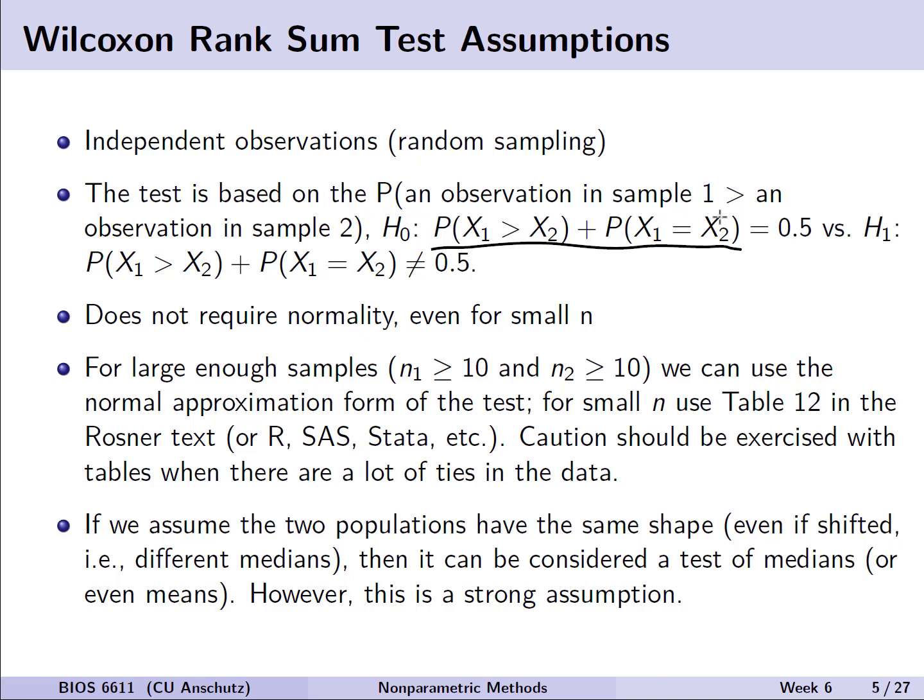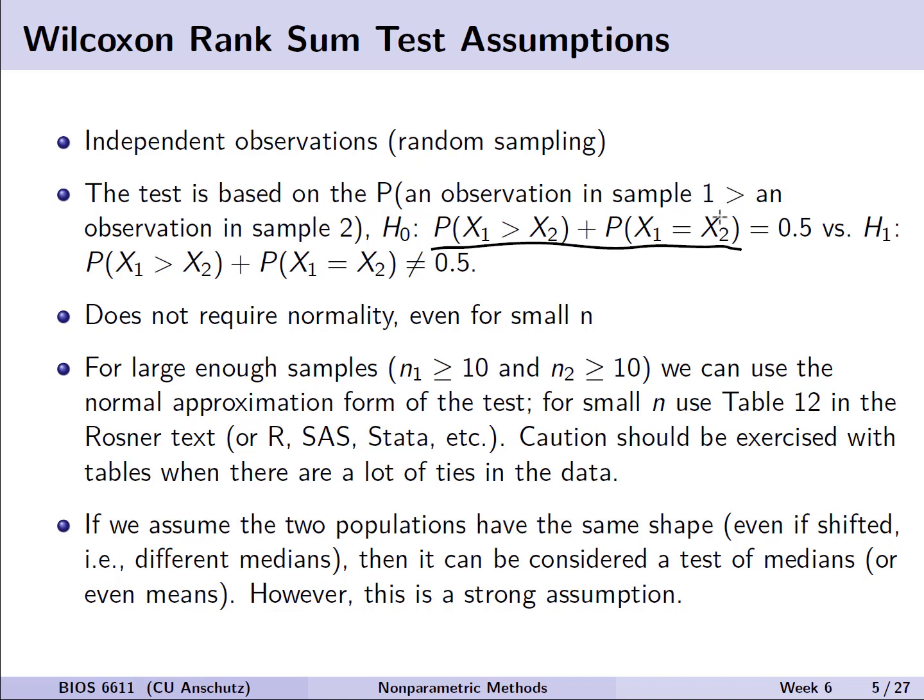Because this is a nonparametric test, it does not require normality, even for small n. We'll see we have example calculations for that are exact. For large enough samples, though, we actually can take advantage of some normal approximation forms of the tests, whereas in small n cases, we'll need to use tables of values for our calculations. Now, ultimately, this is more of a caveat because in practice, we're not going to be really calculating the Wilcoxon rank sum test by hand. We'll leverage R, SAS, Stata, or so on.